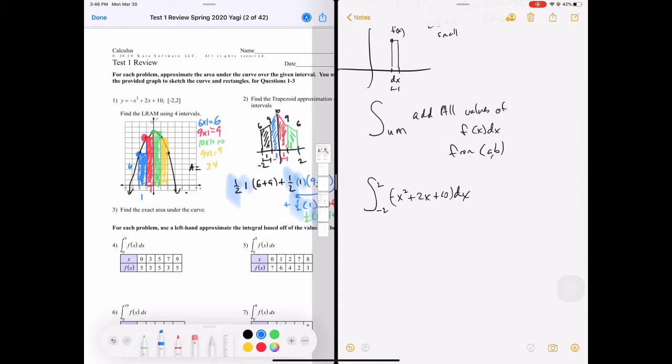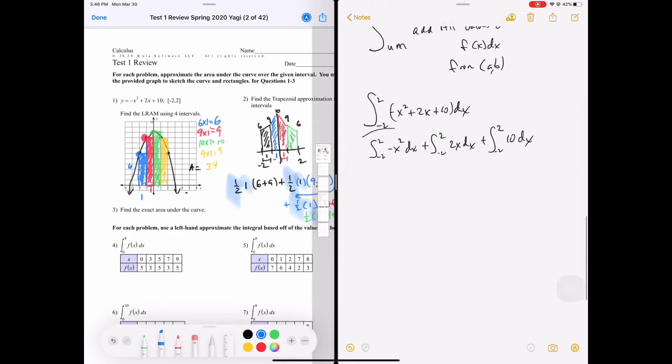Now look at that problem. Do we know how to find the integral of a x squared, 2x, and 10 problem? Well, if we separate it into 3 integrals, this integral of -2 to 2 of negative x squared dx plus integral of -2 to 2 of 2x dx plus the integral of -2 to 2 of 10 dx. And if you want to write that, that's great, because that's really what we're doing in our heads. But please, it's a waste of our time. Let's go ahead and just take the integral as it is.